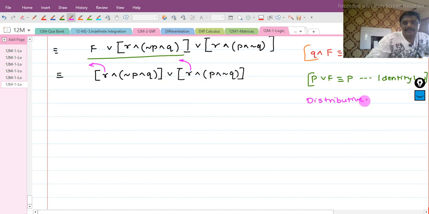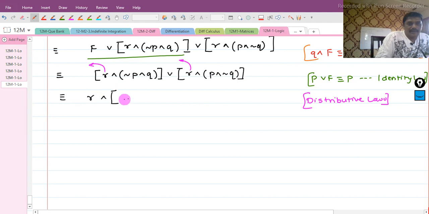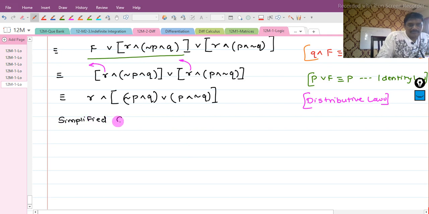Tell me, what will it be? So this is going to become R ANDed with negation P and Q, or P and negation Q. And let me tell you, we cannot solve this further. So this will be the simplified statement. And what will its simplified circuit be? Tell me now.